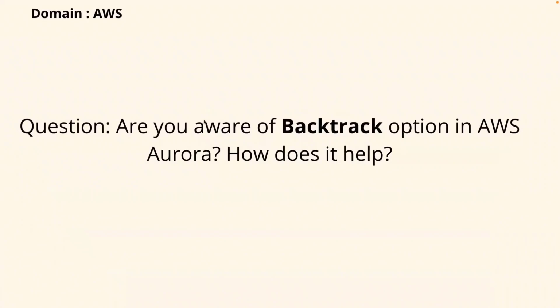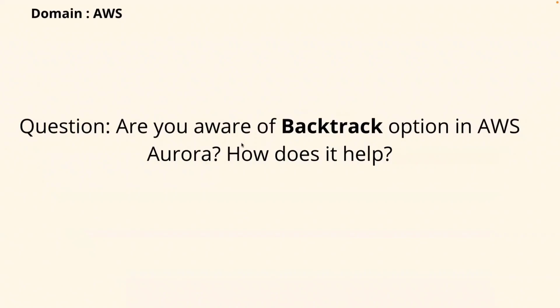Okay. So this question is coming from the domain AWS, and the question is, are you aware of the Backtrack option in AWS Aurora? And how does it help? This question is checking your knowledge on, first, have you worked on AWS Aurora? Second, are you aware of some niche properties in Aurora that can make this database very powerful.